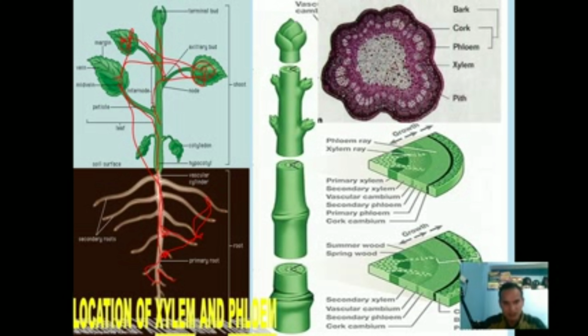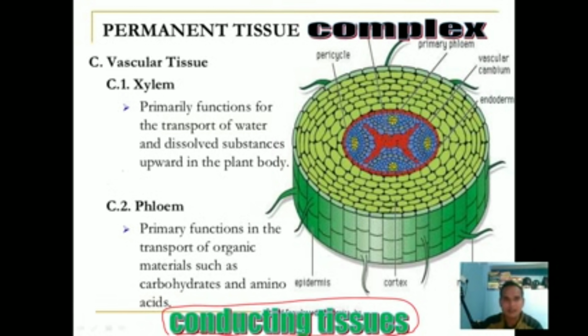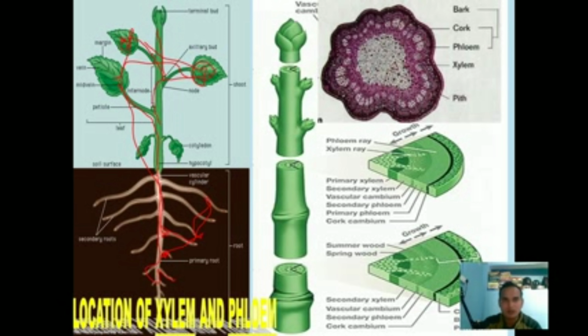So in order to conduct these materials, the xylem does that function. Now this is the xylem, and xylem conducts the water. It conducts the water and dissolved substances upward, towards what? Upwards in the plant. Why? Because the water is utilized here in the leaf for the process of photosynthesis.